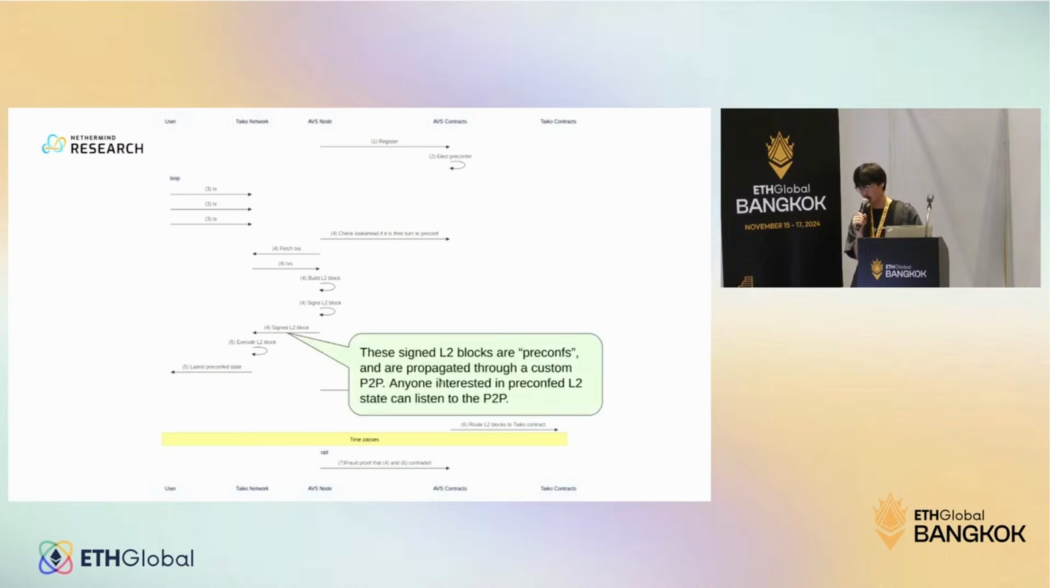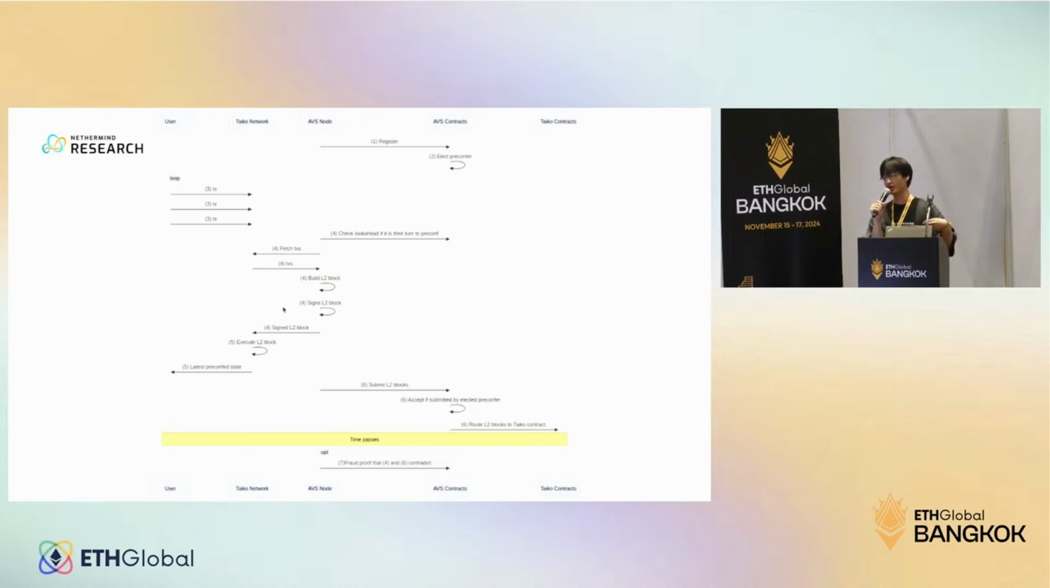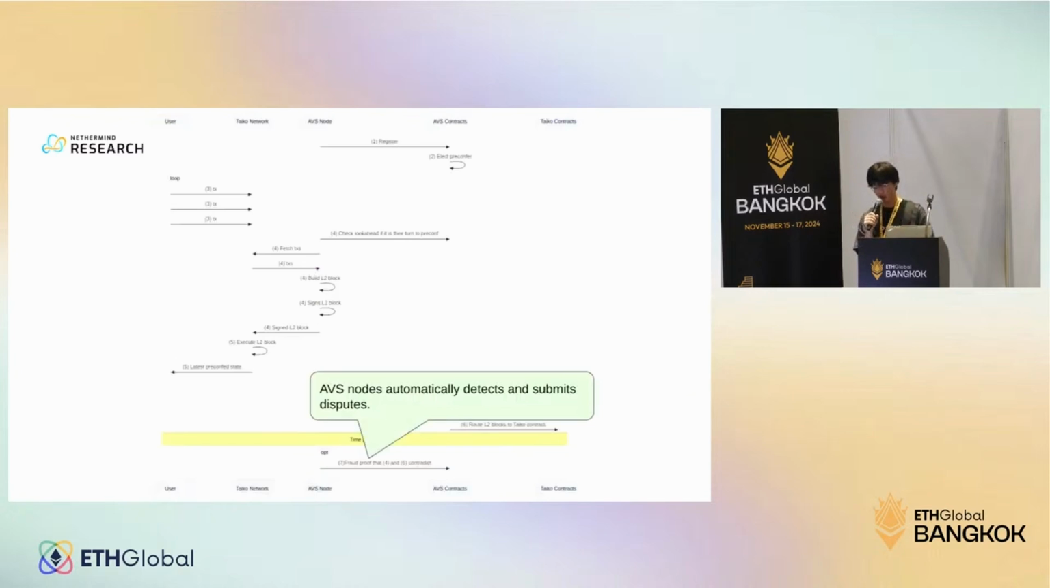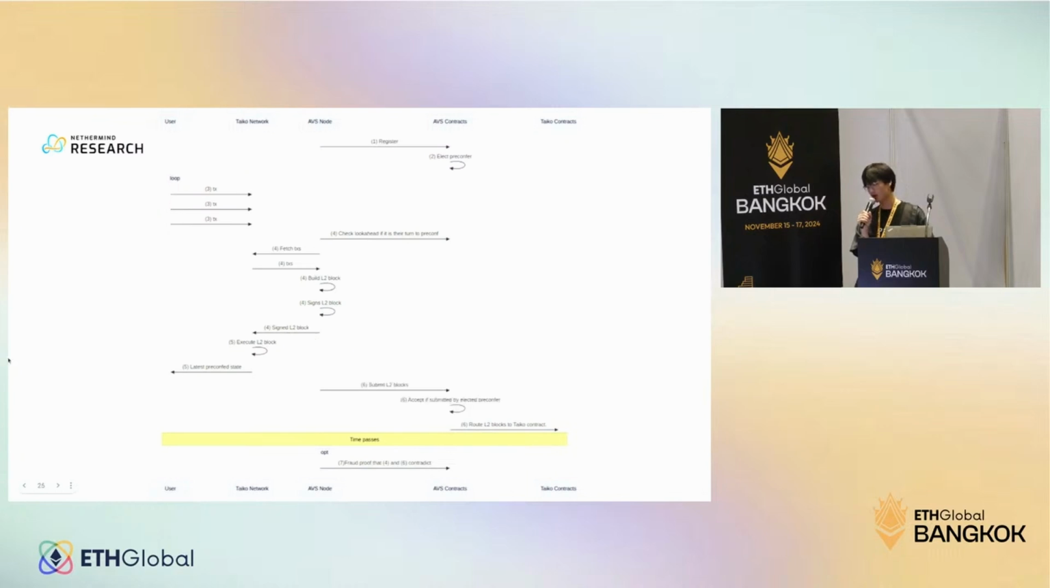One very important thing here is: what if the submitted L2 blocks contradict what was pre-confirmed? Pre-confirmations only work if these two are actually the same. If they're not the same, we're in trouble, because the user trusted the pre-confirmer that these transactions would eventually be included. What if they're not included? For that, we need slashing, and slashing is also done automatically by the AVS nodes. The idea is: what if these signed L2 blocks mismatch the submitted L2 blocks?